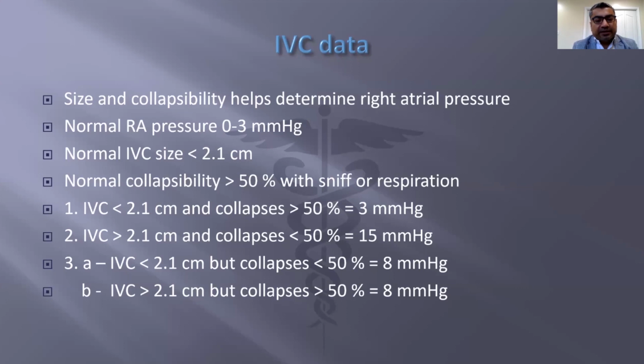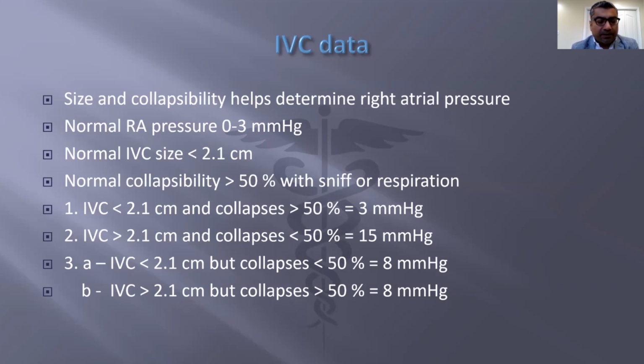Now, normal IVC size is less than or equal to 2.1 centimeters. There are patients who have a normal IVC size of more than 2.1, and that's very rare. I would say that usually people who are very young, in their 20s, may have a normal IVC of 2.2 centimeters. Then you have the second portion, which is the collapsibility with sniff test or respiration. Now in the shock states, sniffing is very hard to do, so mostly you will just see the collapsibility by inspiration.